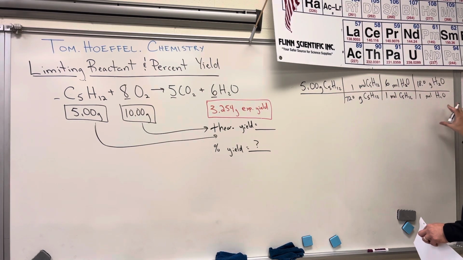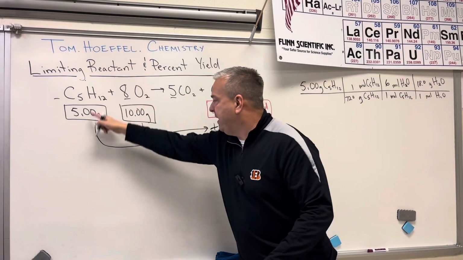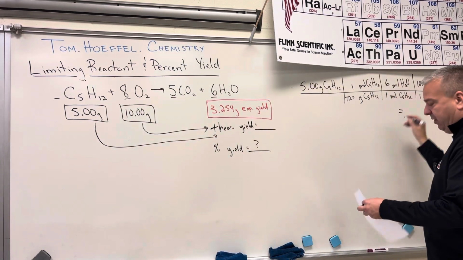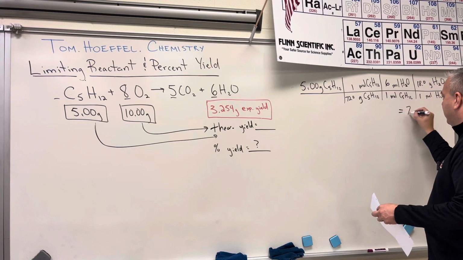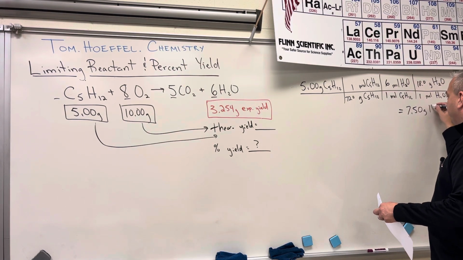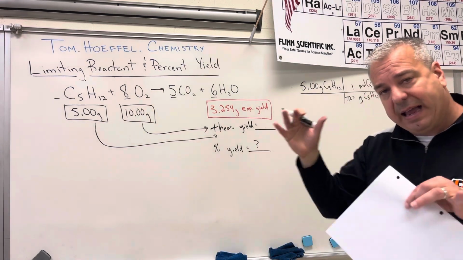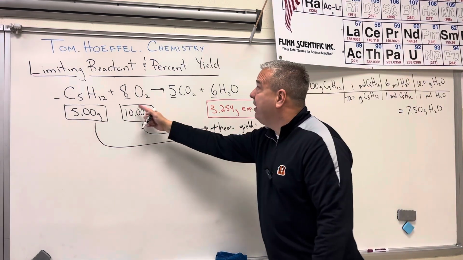When I do all of this work, when I convert the pentane over into the water, okay, I end up getting a value that's equal to 7.50 grams of water. Now, I don't know if that's my theoretical yield. I got to do the same thing with the other reactant.